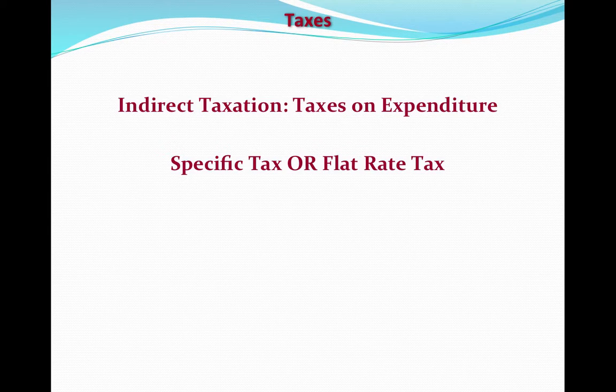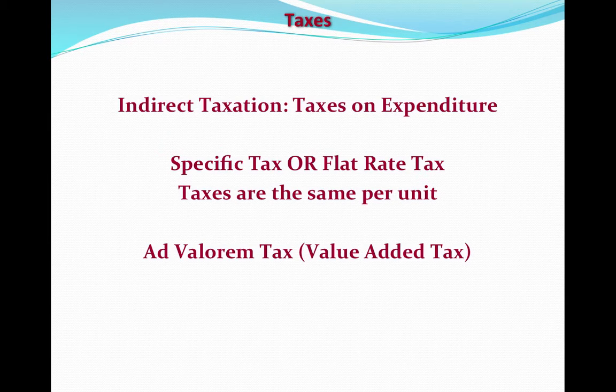So there's one type called a specific tax or a flat rate tax, and that is basically a per unit tax. So when the government says we're going to increase the price of a good by $2, and we're going to have a per unit fee for every single one that they sell, it's now going to be $2 more expensive. It's called a flat tax or a specific tax, and it's a form of indirect taxation.